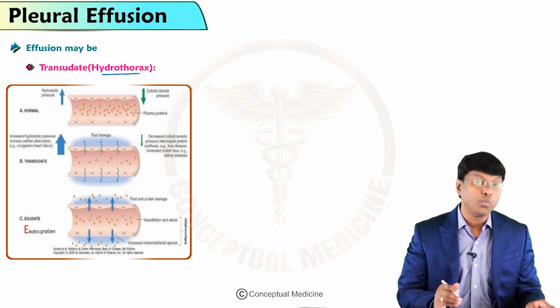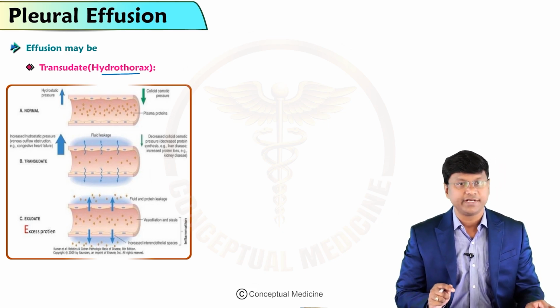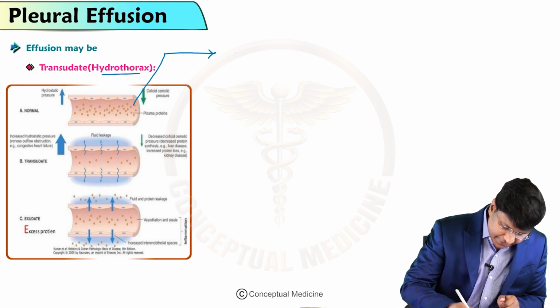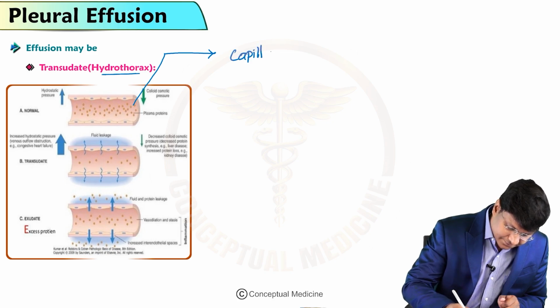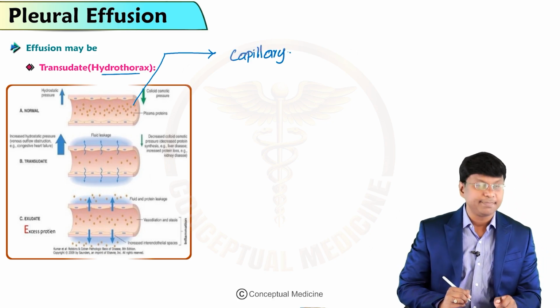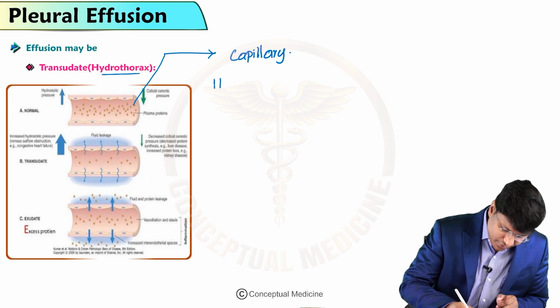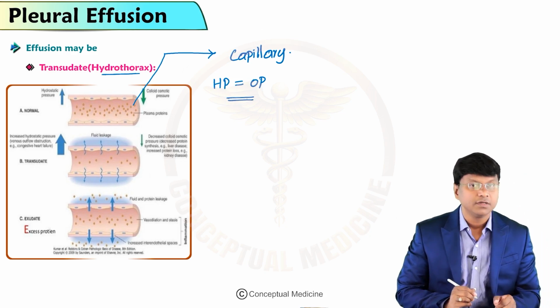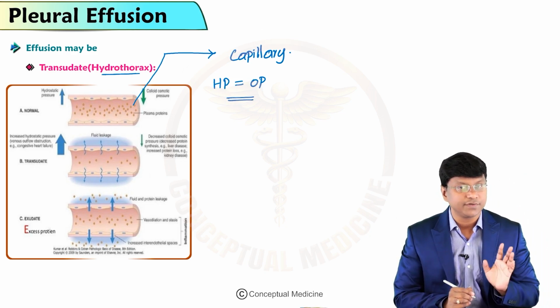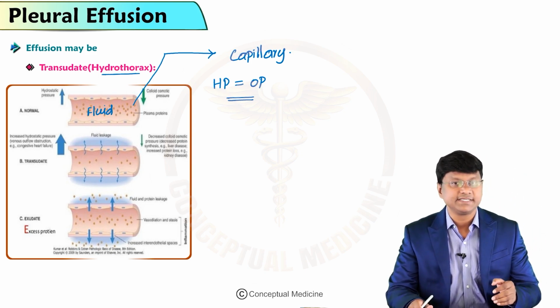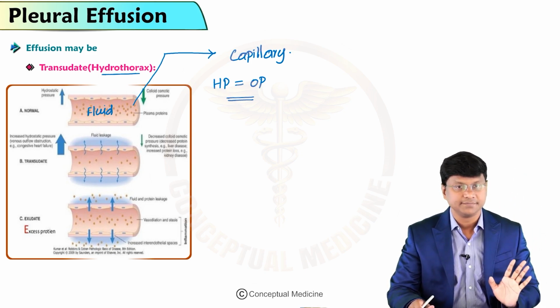Now, let me explain why there will be development of transudative type of pleural effusion. First of all, consider this is the pulmonary capillary. In this capillary, hydrostatic pressure is equal to that of the oncotic pressure. And that is the reason why the fluid will stay within the vessel.